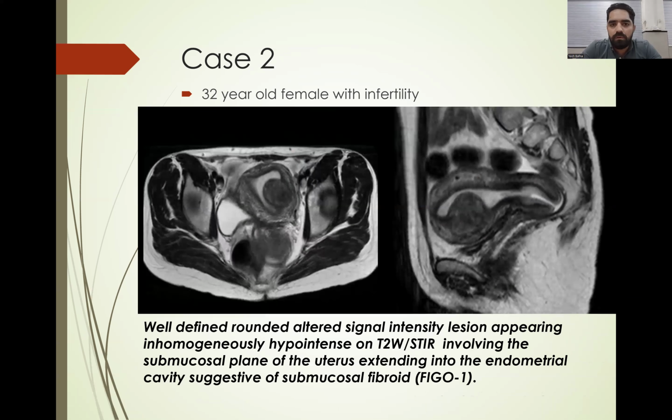Case 2 is a 32-year-old female with infertility. There is a well-defined rounded altered signal intensity lesion appearing inhomogeneously hypointense on T2 STIR involving the submucosal plane of the uterus extending into the endometrial cavity, suggestive of submucosal fibroid. It comes under the FIGO classification of 1.